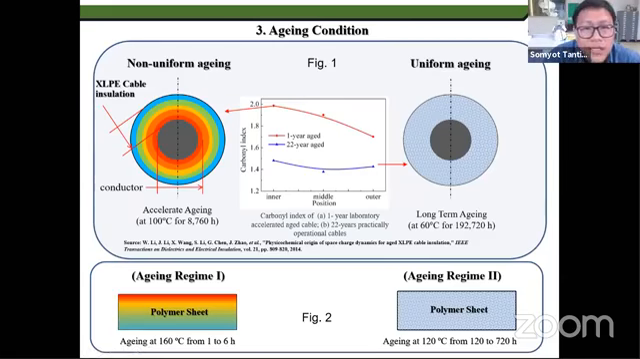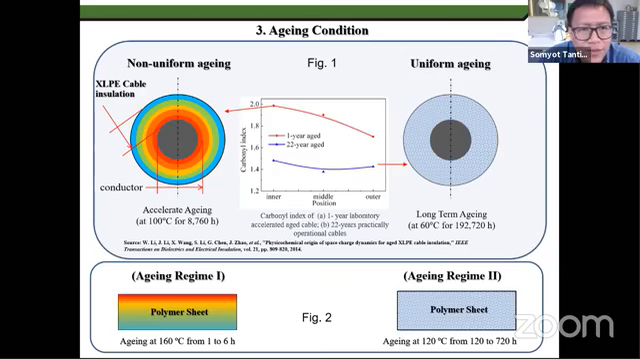So for the aging condition, as I said, we consider two forms of the aging. In figure 1, this is the form of the aging in real cables proposed by some of the Chinese researchers. For figure 1 on the left-hand side, we could see the XLPE cables with accelerated aging at 100 degrees Celsius for 8,760 hours, which is a year. And for the right-hand side, this is a practical cable used at 60 degrees Celsius for 22 years.